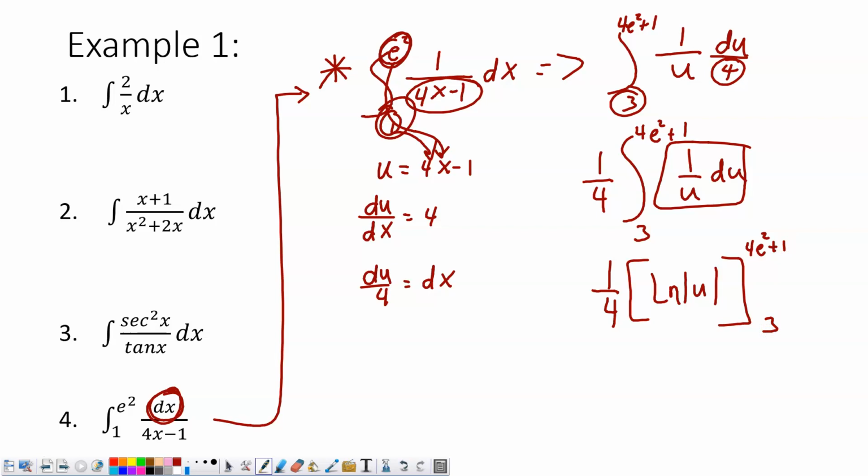And now we do the fundamental theorem of calculus, right? We plug this stuff in, so we have 1/4 bracket minus 1/4 bracket. And we're going to plug in what they gave us there.